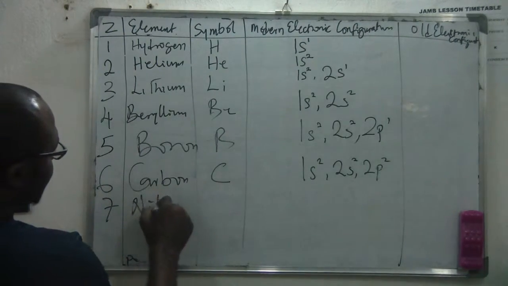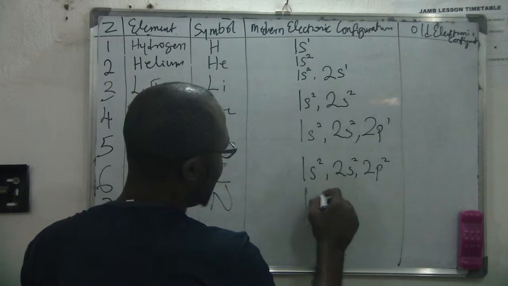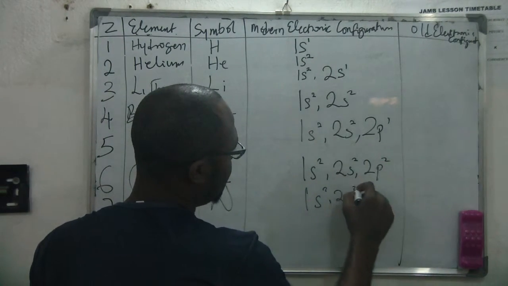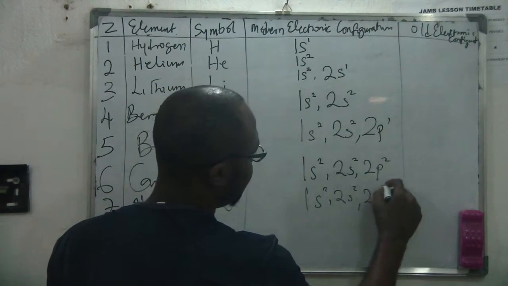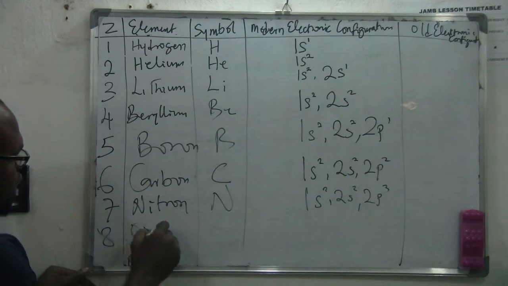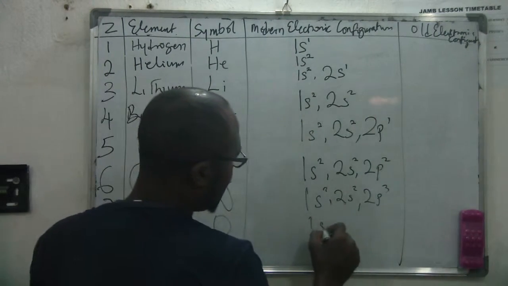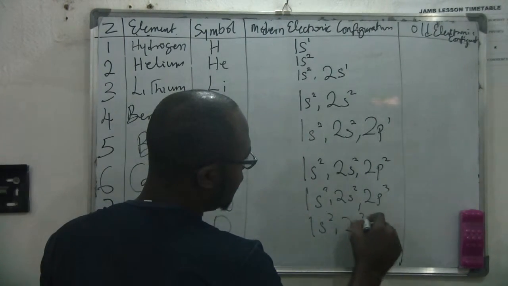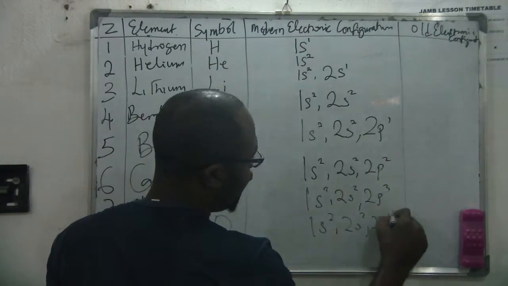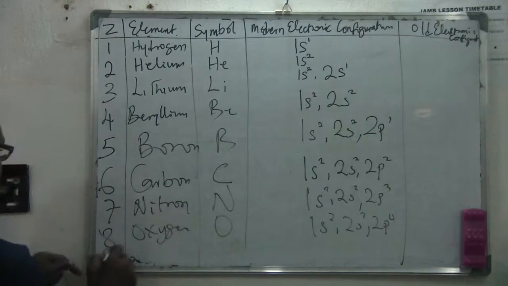7 is what? Nitrogen. The symbol is what? N. It will be what? 1s2, 2s2, 2p what? 3. Isn't it? Yes. Now the other one is what? 8, which is what? Oxygen. The symbol is O. It will be what? 1s2, 2s2, 2p what? 4. Is it not? Yes.